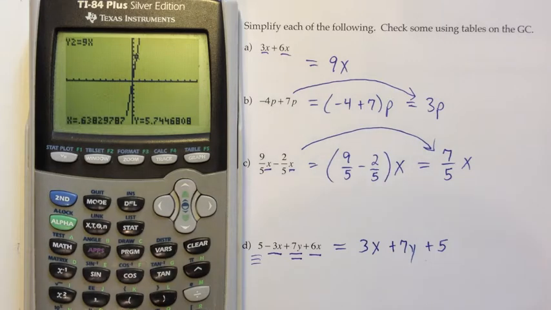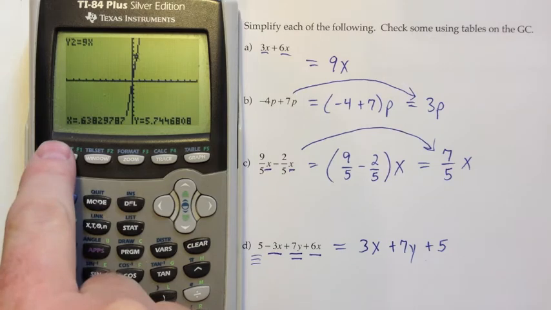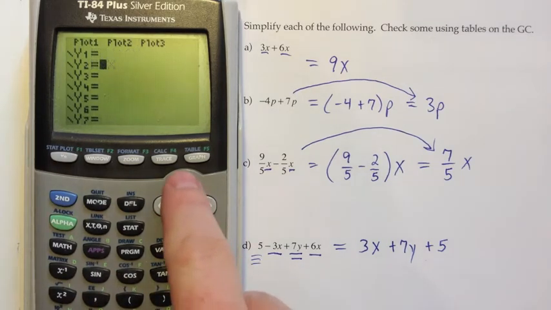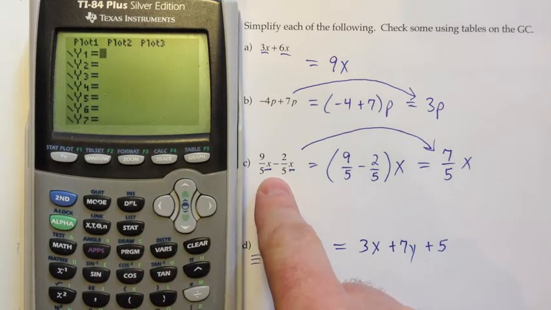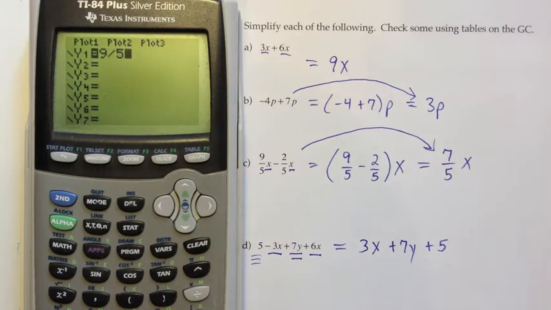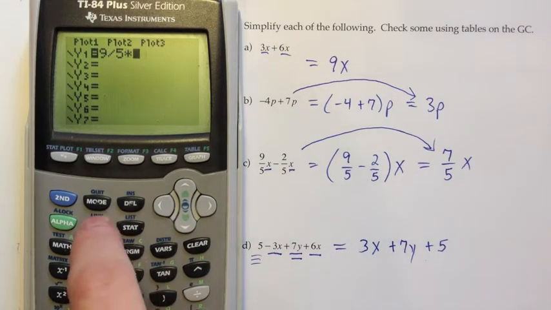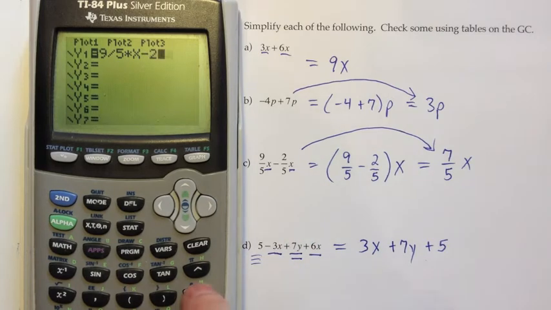And then this is especially handy when you have something with fractions that maybe you were a little bit more nervous about. So let me show you how this would look if we were checking part C. Let me go back into the y equals menu and clear out these two, and enter in what we started out with on this one, which was 9/5, which I'll write as 9 divided by 5 times x, and then minus 2/5, so minus 2 divided by 5 times x. And so that would be where we started, and when we were done simplifying that, we had this 7/5 x, so I'll put that in as my second function.